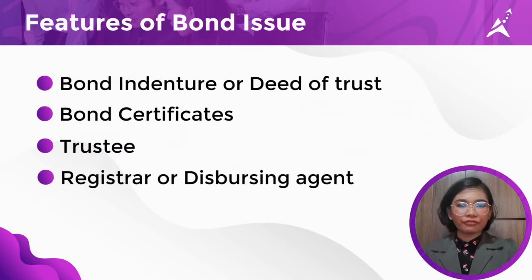Now, let's talk about the features of a bond issue. First is the bond indenture or the deed of trust. It is a document which contains the terms of the loan and the rights of the parties.